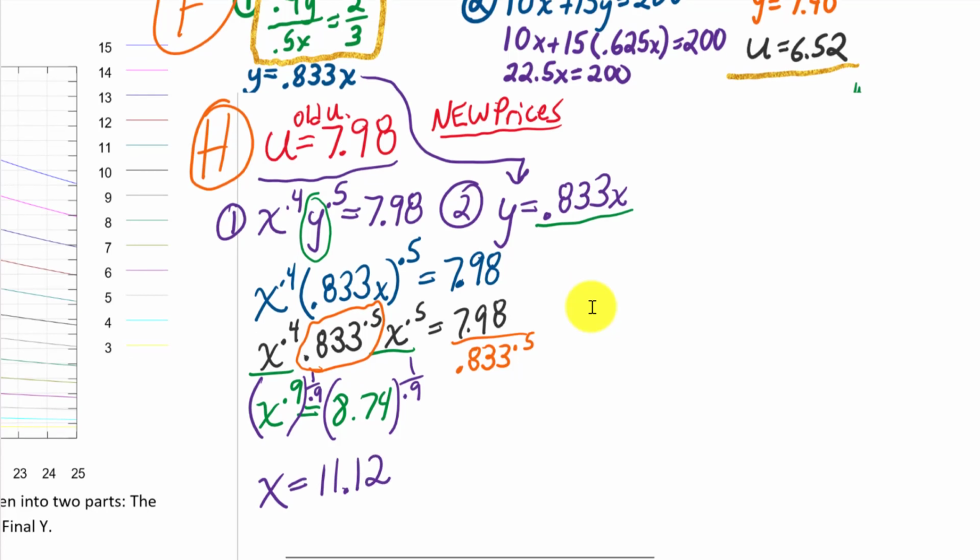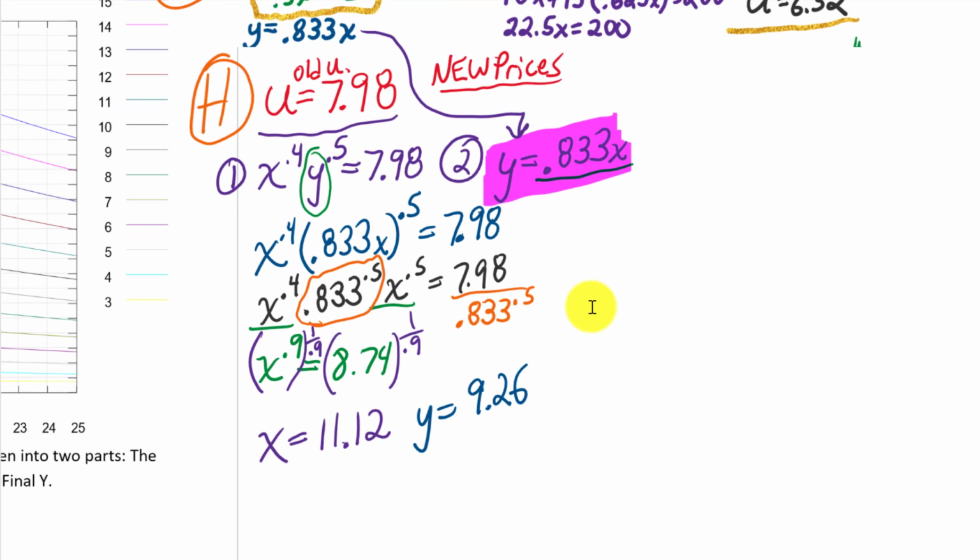Now again, if your answers are a little off, don't worry about it. There's going to be rounding error in problems like this, and I personally don't want to obsess over it. So x is somewhere around 11.11 or 11.12, and then for y, we go back to our equation here. It says that the amount of y is 0.833 times the amount of x. So we multiply that times 0.833, and I'm getting y is somewhere around 9.26 or so. Now, this should be enough x and y to get us back to the utility level of 8.